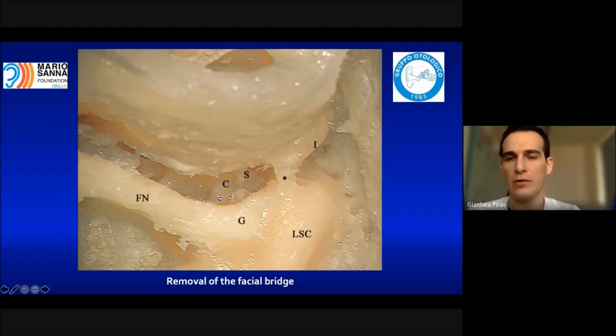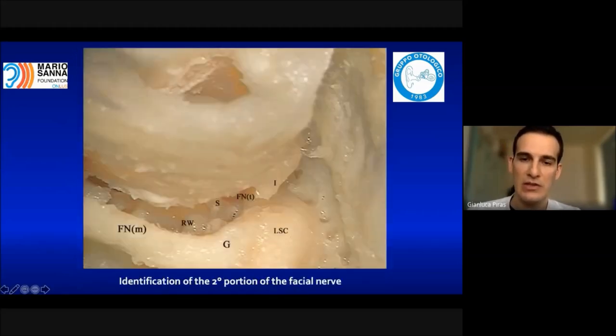Then you can remove this facial buttress, a small piece of bone that protects the short process of the incus from the fossa. You can remove this buttress, and then you can see all the short process of the incus, and you can see where the second portion of the facial nerve is going. This could be useful, for example, for a facial nerve decompression, even if we do not perform this technique so much nowadays. It could be interesting in some cases.